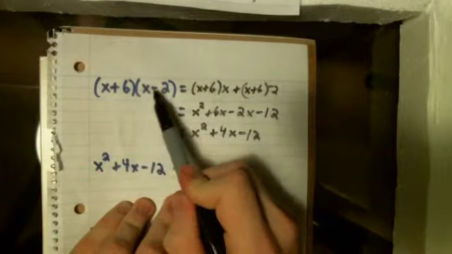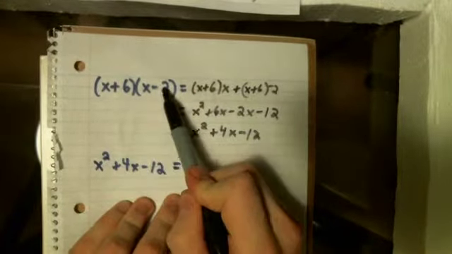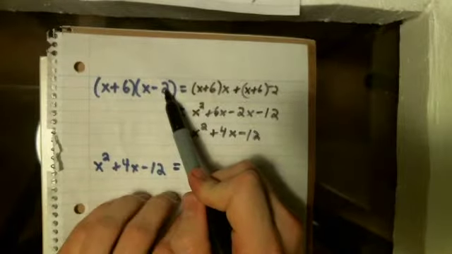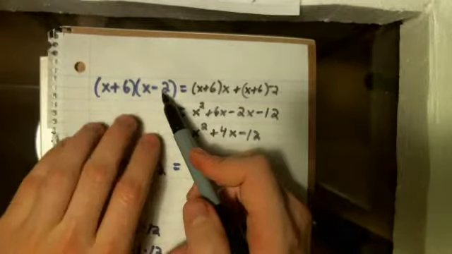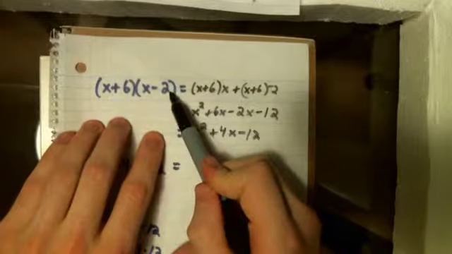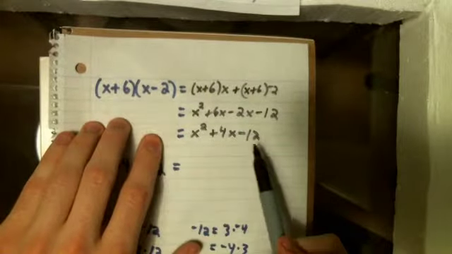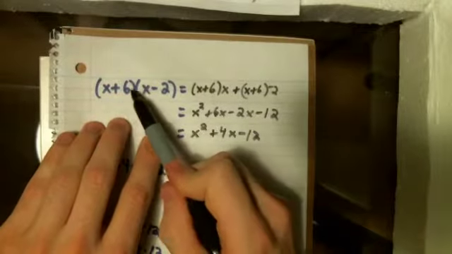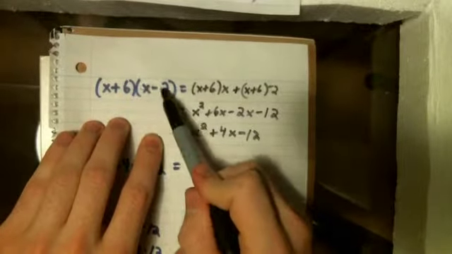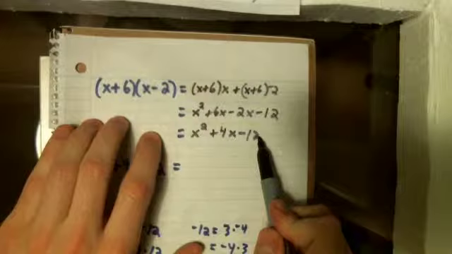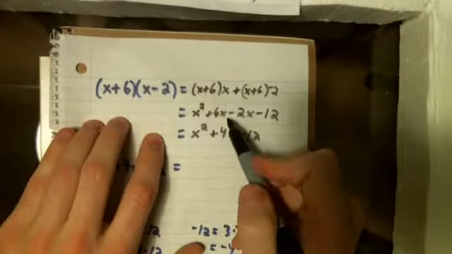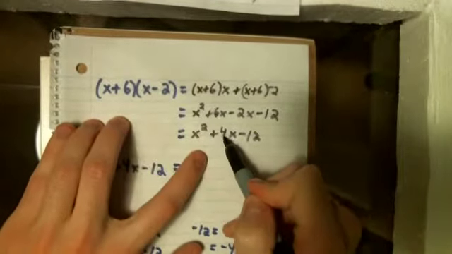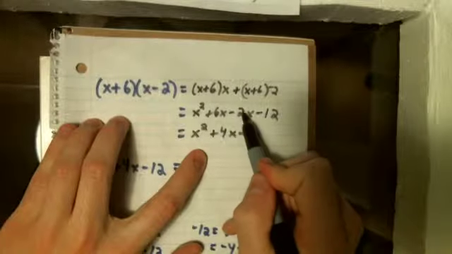So here's our answer. By studying the answer, we can figure out how this process needs to work. So when we multiply these two things out, this constant term we got here at the end, this negative 12, well, that was this number times this number, 6 times negative 2. And this middle number here, this 4x, well, that was originally 6x minus 2x.